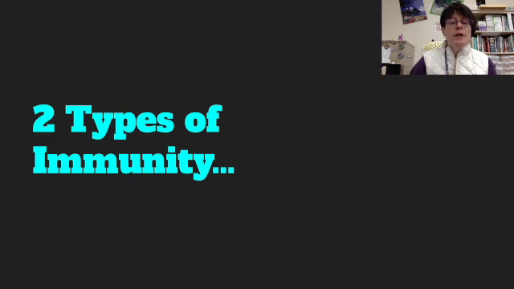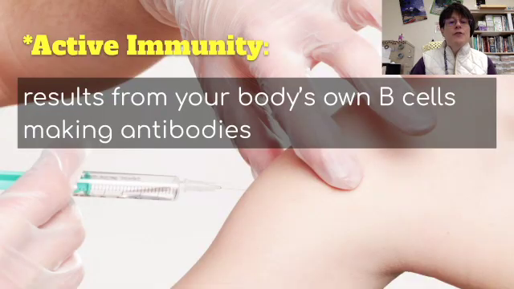Now, there are two types of immunity. The first is active immunity, and this results from your body's own B cells making antibodies. So this happens, you gain active immunity by actually becoming ill, or actually by vaccines. So you receive vaccines so that your body will respond to antigens, whether they're dead or alive. If they're alive, they're weakened so that your body can easily fight them, and to produce antibodies that are going through your body so that your body can recognize it much faster the next time and you do not get sick.